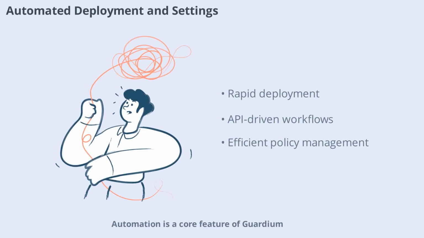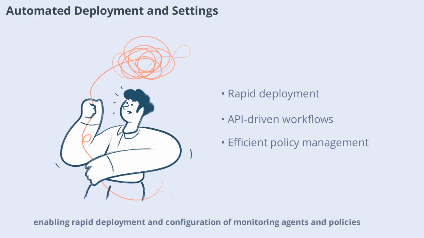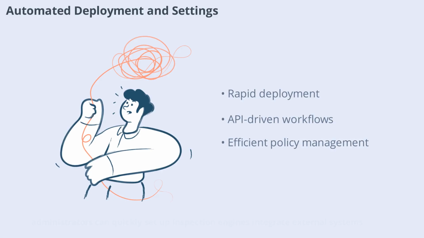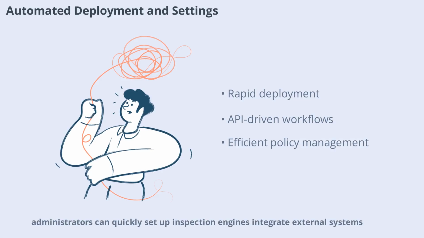Automation is a core feature of Guardium, enabling rapid deployment and configuration of monitoring agents and policies. Through APIs and automated workflows, administrators can quickly set up inspection engines, integrate external systems, and manage policy updates. This reduces the time and effort required to maintain a secure data environment.